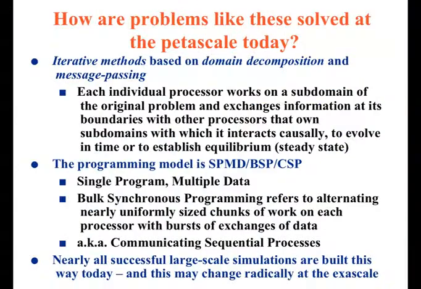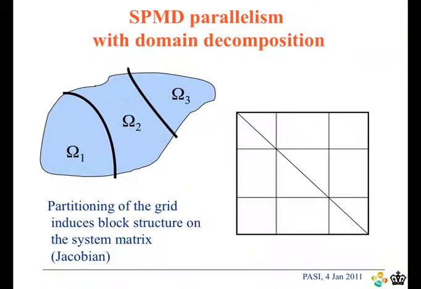So how are problems like these solved at the petascale today? Well, the dominant paradigm, as mentioned earlier from the survey, is iterative methods based on domain decomposition and message passing, where each processor has the same code and a different hunk of the domain. So it's single program, multiple data, bulk synchronous processing, communicating sequential processes, whichever of these acronyms you prefer. They all refer to a stranglehold of a global network with some global communication at some high frequency. And this is where things bottleneck, actually, in many cases.